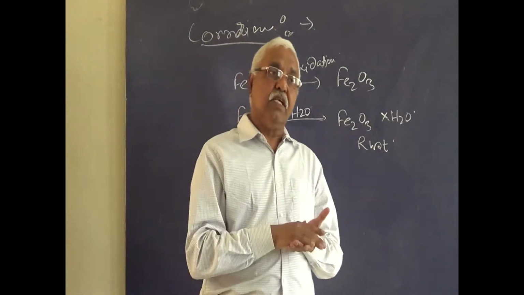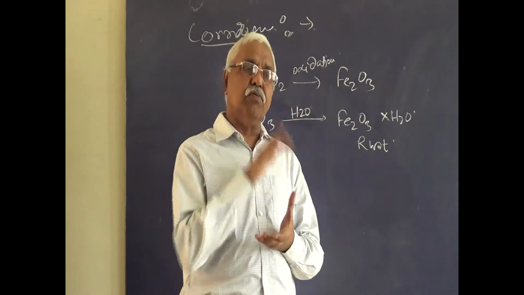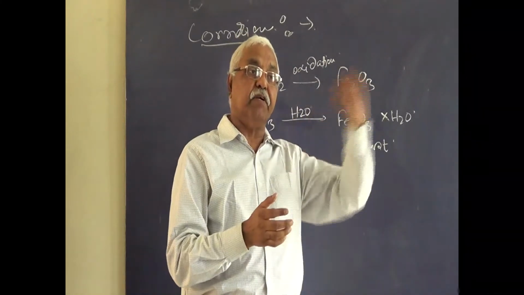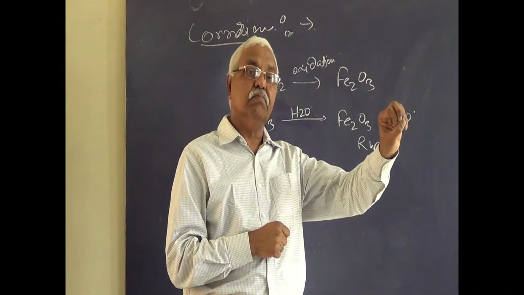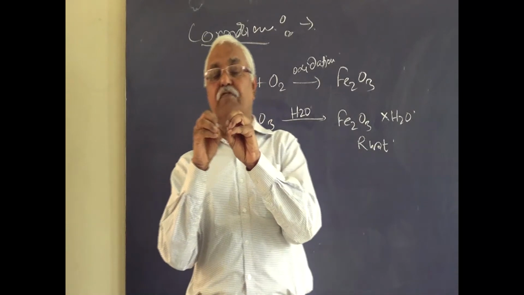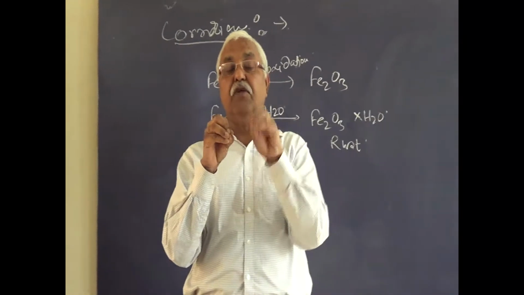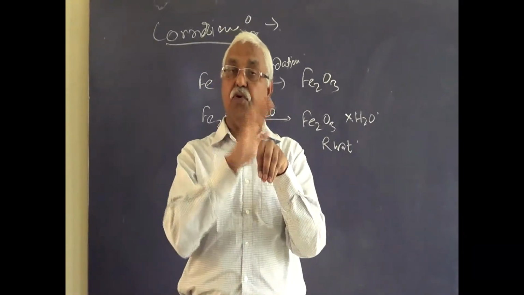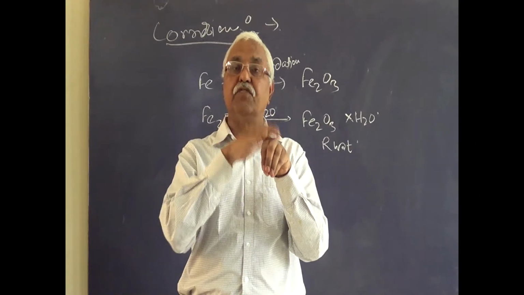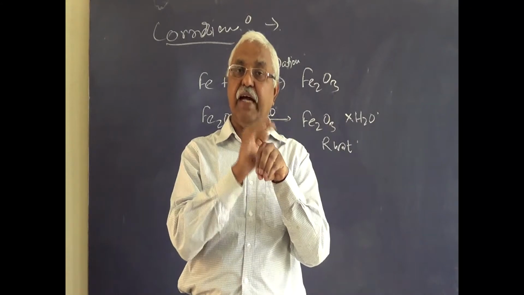So what happens? Zinc is more reactive than iron. So which reacts first? Whichever is more reactive reacts first, and that will become the anode. When two metals come in contact, how can you say that corrosion will take place? Which will corrode first? The metal which is more reactive will corrode first, because it will become the anode and oxidation takes place only on the anode. So corrosion will take place at the anode.